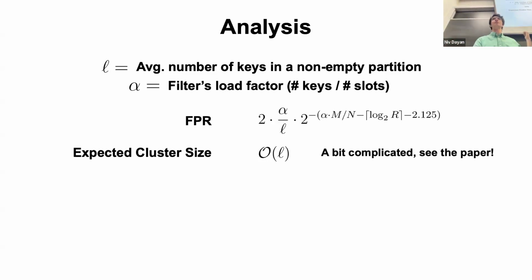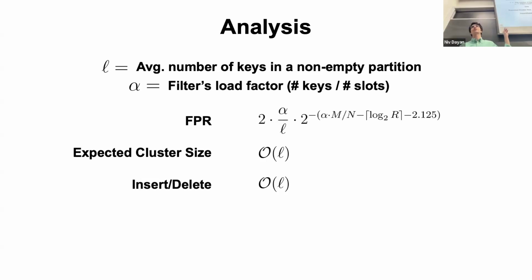But the proof of this is a bit complicated. If you're interested, you can take a look at the paper. It isn't too long, but it's going to take a while. All right, so given that expected cluster size, that automatically translates to an insertion and deletion cost of O of L, because in the worst case, for an insertion or deletion, you have to shift the entire cluster. So that's going to be your insertion and deletion.